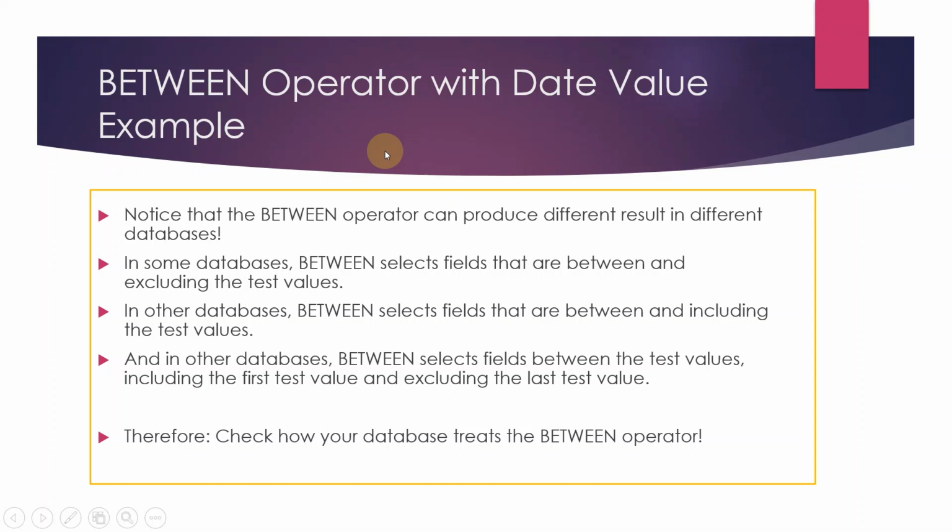Notice that the between operator can produce different results in different databases. In some databases, between selects fields that are between and excluding the test values. In other databases, between selects fields that are between and including the test values. So if you are using different types of databases, it's important for you to test the output first. And in other databases, between selects fields between the test values, including the first test value and excluding the last test value. Therefore, check how your database treats the between operator.